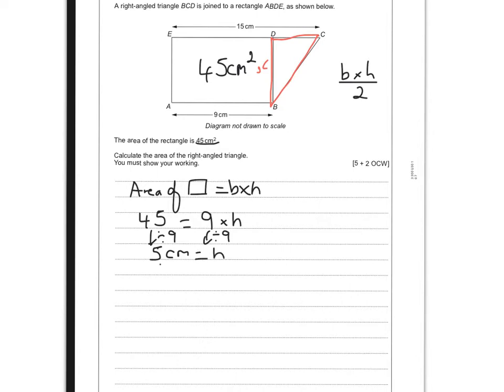Notice how I've ensured that there are units on my answer. That is imperative to ensure I get the organisation and communication in writing marks. So I can now put 5 centimetres on my diagram.